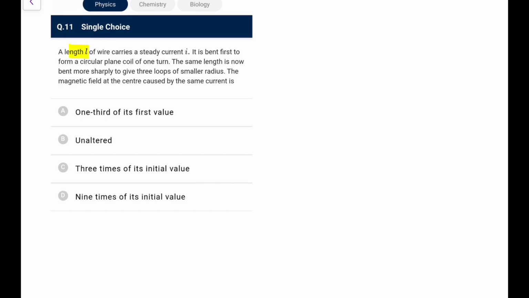The length L of wire carries a current I, steady current I. It is bent first into a circular plane coil of 1 turn. The same length is now bent more sharply to give 3 turns of smaller radius, the magnetic field. This is a very standard question. I simply say to my students to remember this, B at center will depend on n square, and the magnetic moment depends on inverse of n. So as you increase the turns, the B at center will increase by n square, but the magnetic moment decreases. So because it is proportional to n square, this becomes 9 times its initial value.